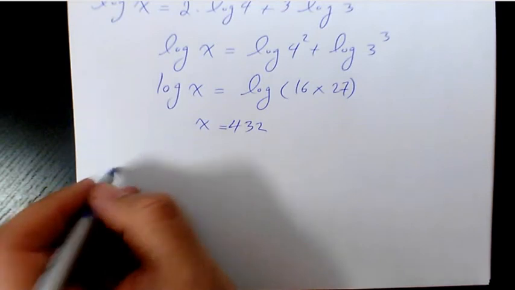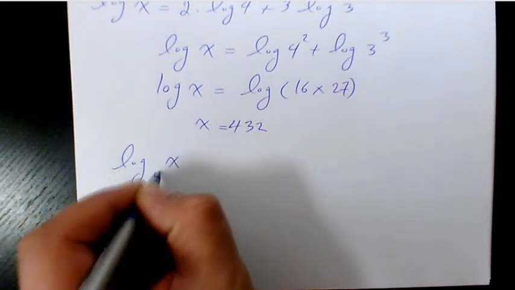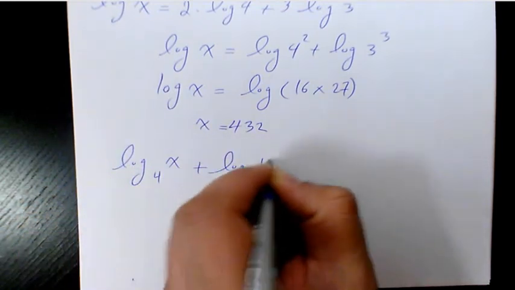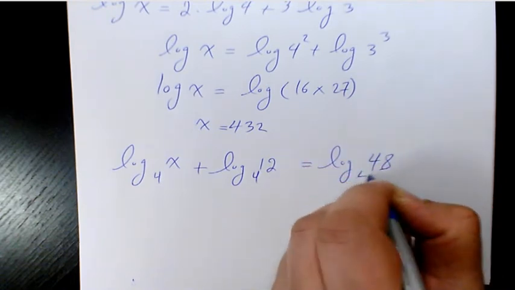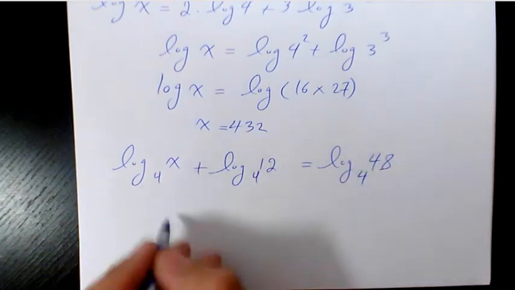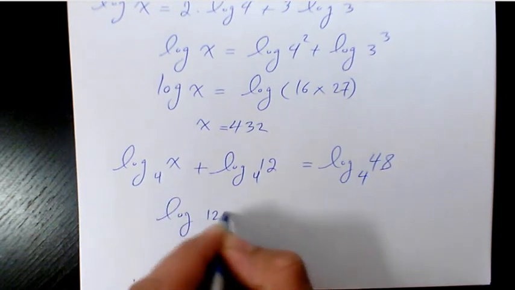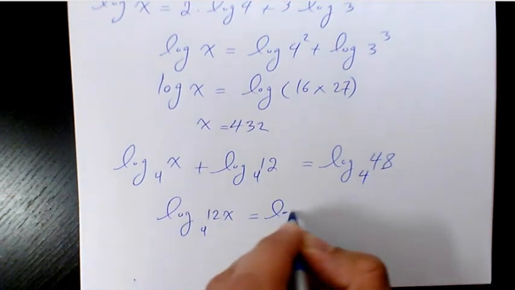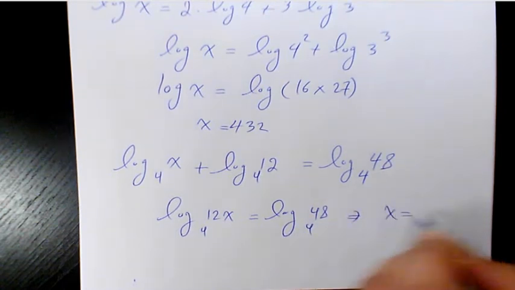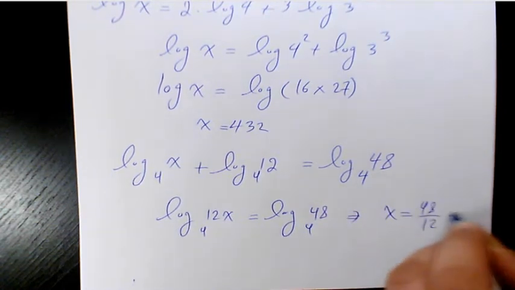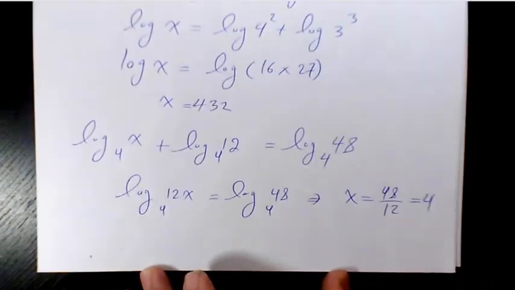Next example. Log x base 4 plus log 12 base 4 equals log 48 base 4. So we're going to say log 12x base 4 equals log 48. So we have x equals 48 divided by 12, which is going to be equal to 4.